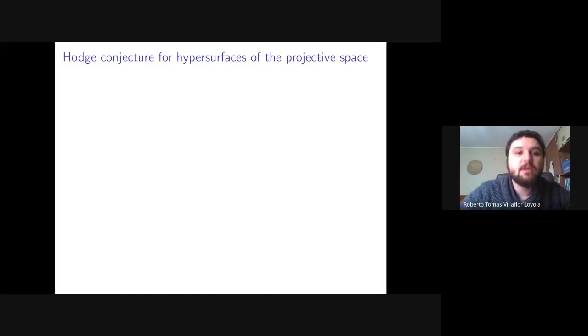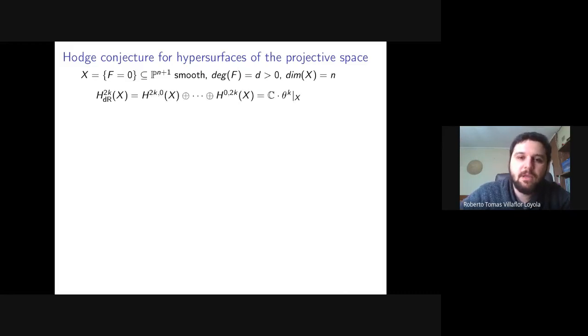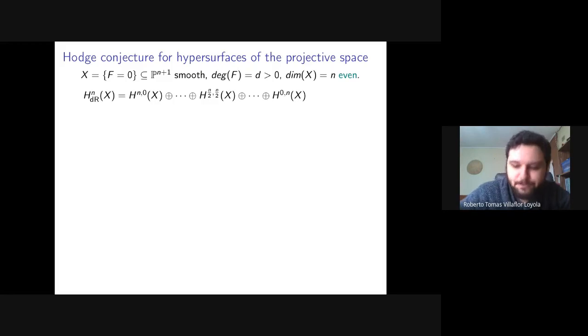So let me start by introducing the Hodge conjecture in the case of hypersurfaces. We will consider X a smooth hypersurface of projective space, of degree d and dimension n. Since this is a smooth projective variety, we know that the de Rham homology groups have a Hodge decomposition. And in the case of a hypersurface, the homology groups are almost all trivial, except for the middle one, right? If we assume that the hypersurface is of even dimension, we have a non-trivial homology group of even degree exactly in the middle, which has a Hodge decomposition like this. And all these subspaces are in principle non-trivial.